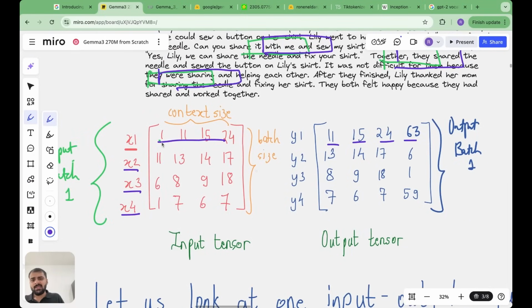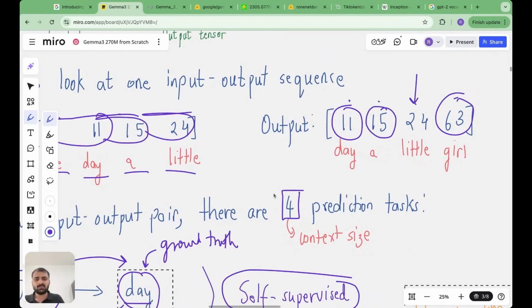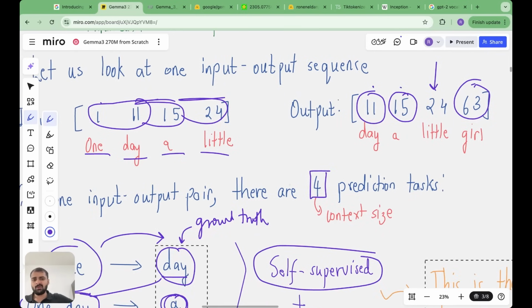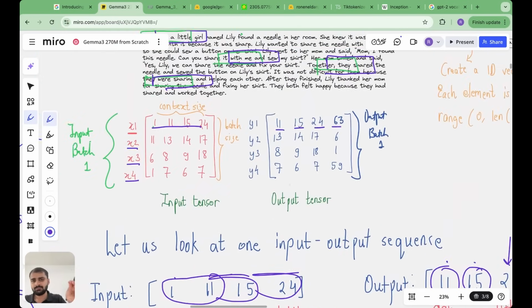And for each input output sequence of the batch, there are 4 prediction tasks. Why 4? Because that's the context size. The number of tokens we have in the input sequence, we have those many prediction tasks in one input output pair.